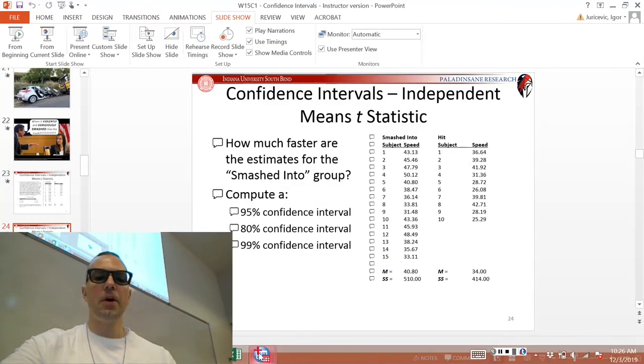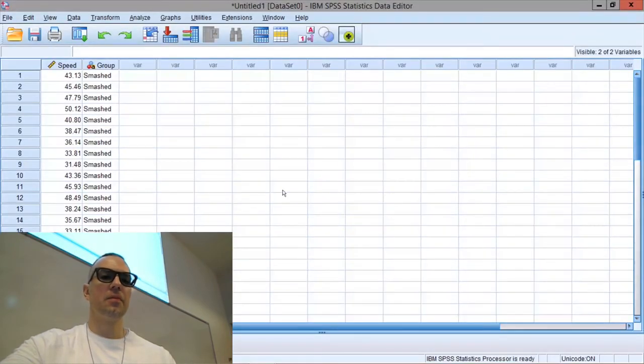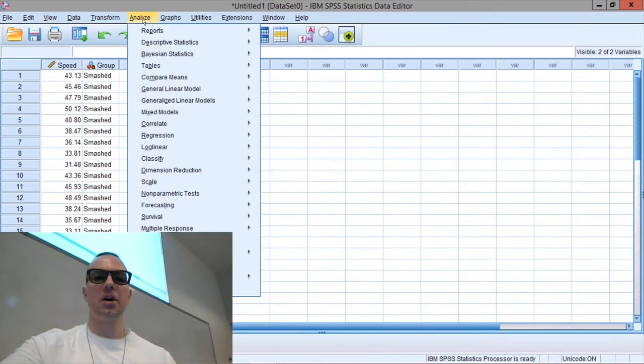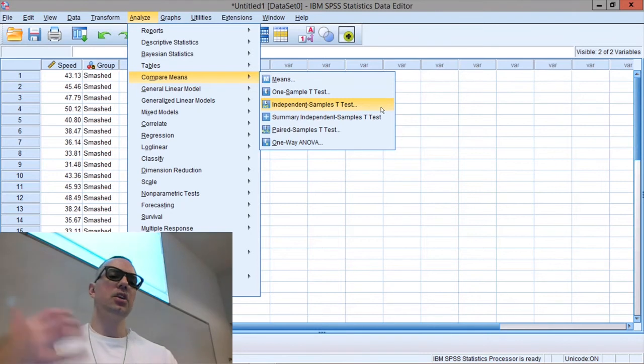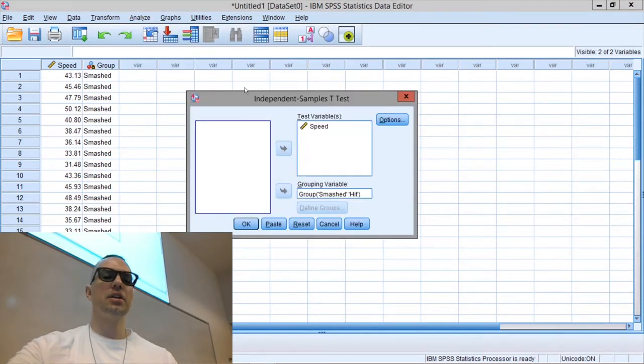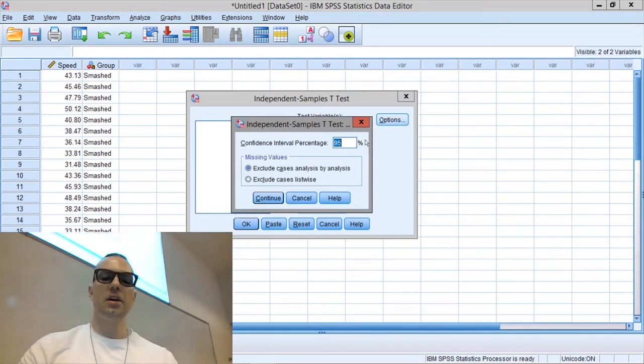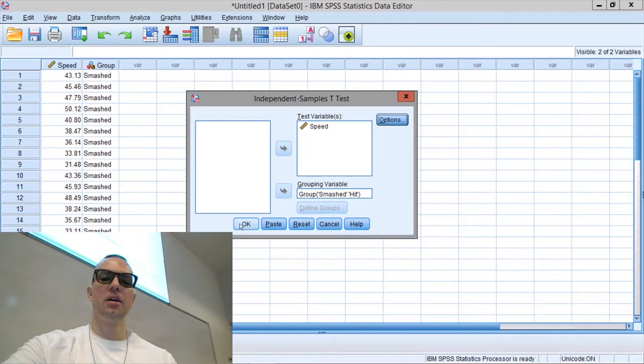So let's go back to the data editor, and this is one of the things I like about confidence intervals. It is very easy to calculate multiple confidence intervals one after another because you can go back to analyze, back to compare means, back to the independent samples t-test, and when you click on that, notice it's already all set up and waiting for you. We just need to go back to options and change that 95 to an 80% confidence interval. And then we hit continue, and we hit OK.